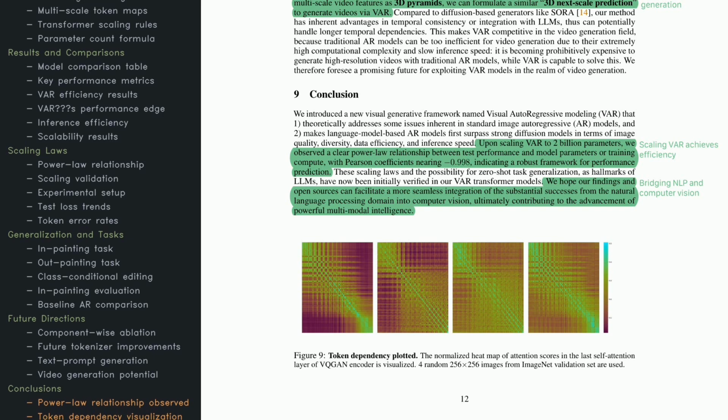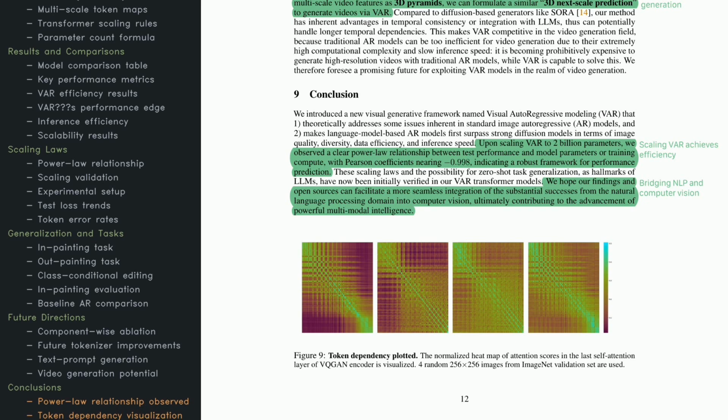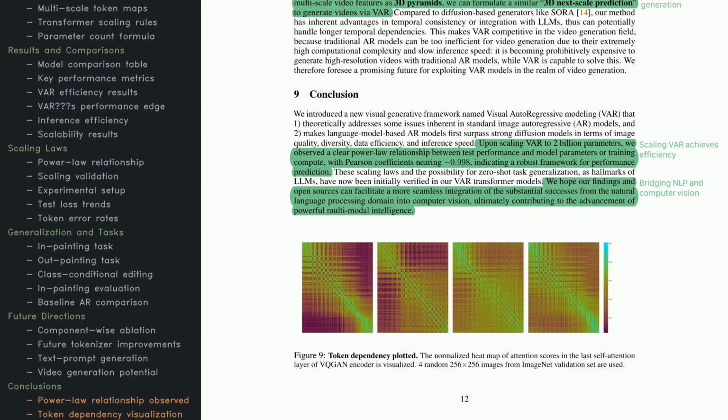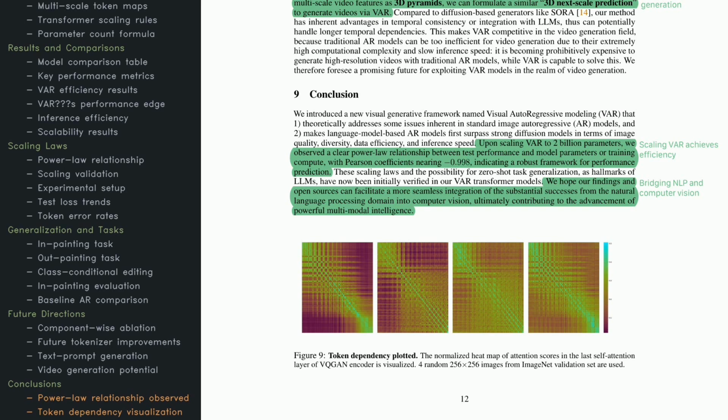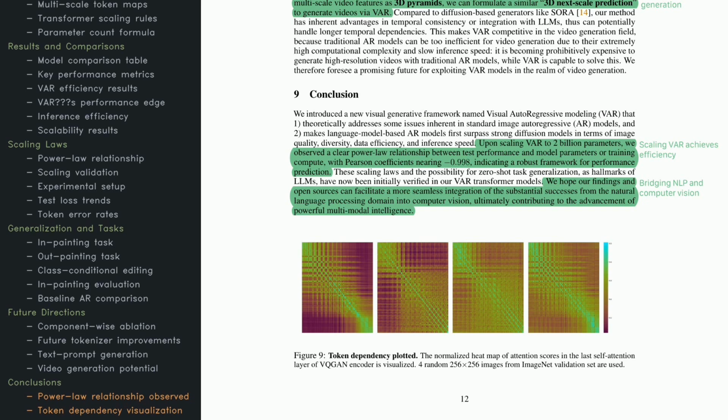All in all, VAR's structured approach shows how lessons from large language models can apply to computer vision. By building images from coarse to fine, VAR makes generating high-quality, complex images more efficient and versatile. And with that, we conclude this exploration of VAR. From scaling laws to zero-shot capabilities, this method offers a fresh perspective on image generation. It will be interesting to see how this approach evolves and influences future research.